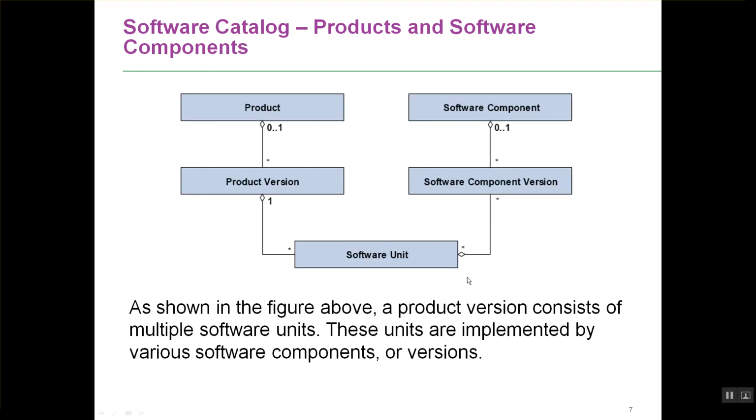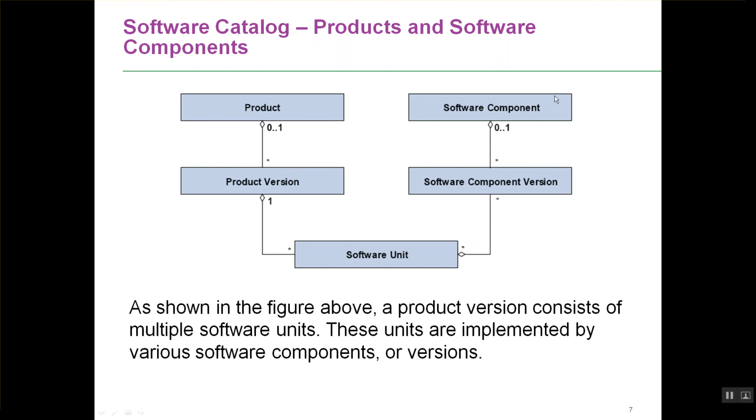So what is the relationship between the two? Using the example that we looked at, a software product is nothing but SAP R3 or SAP ECC. A product version is R3 4.6c, 4.7b. So each product can have multiple product versions, right? So that is why the relationship between a product and a product version is 1:n.